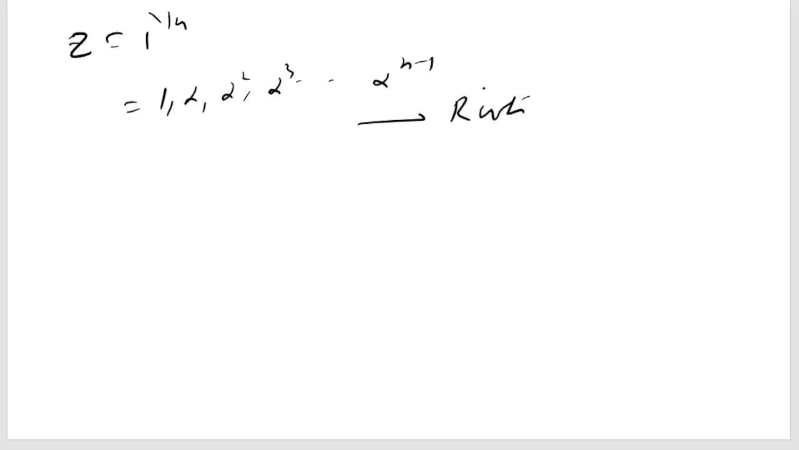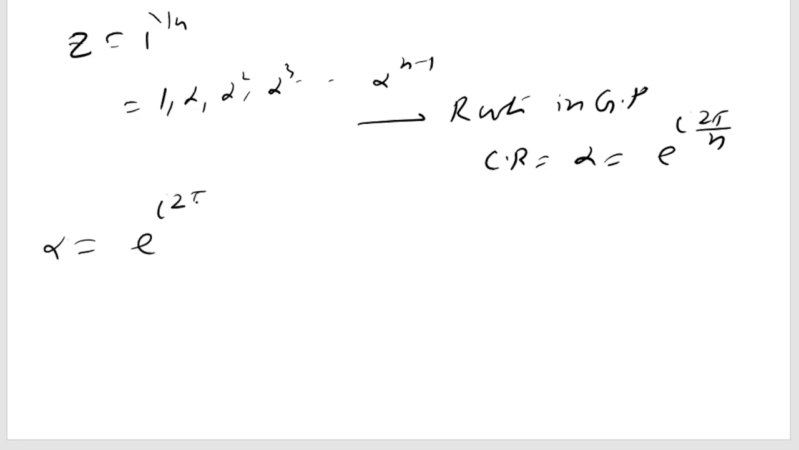Before properties, we have discussed the nth root of z is equal to 1 to the power 1 by n. The roots are 1, alpha, alpha square, alpha cube, up to alpha to the power n minus 1. Clearly the roots seem to be in GP, with the common ratio alpha. Alpha means e to the power i 2 pi by n.